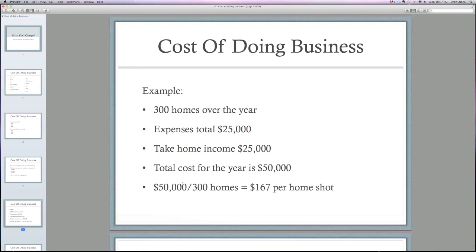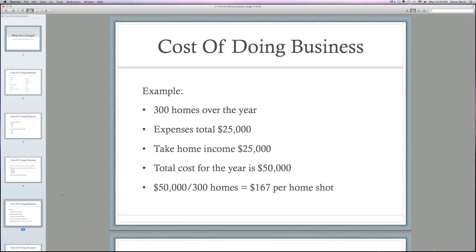So what we do is we take that $50,000 and divide it by the number of homes we expect to shoot over the course of that year, which is 300. And this gives us about $167 per home shot. Now that is our bottom that we can shoot at and live where we want to be able to live. That means cover our expenses and cover the take-home income that we want.